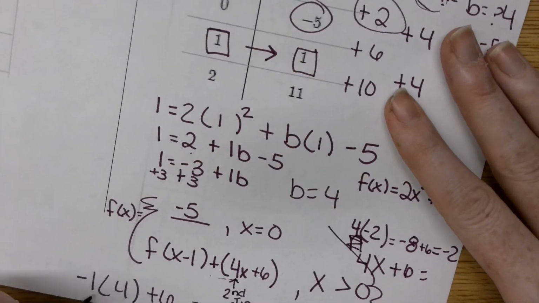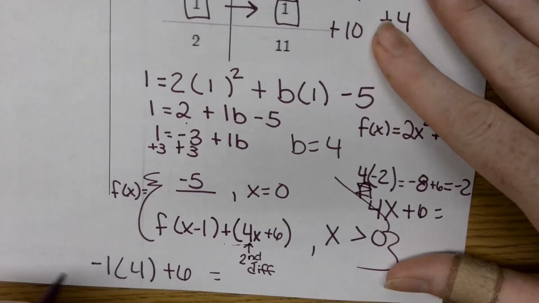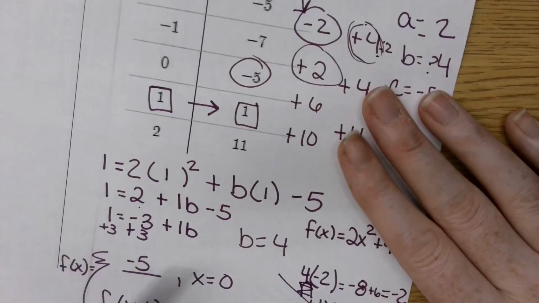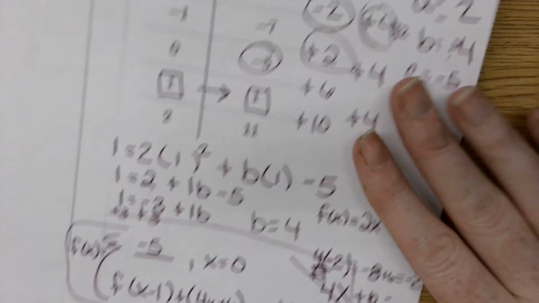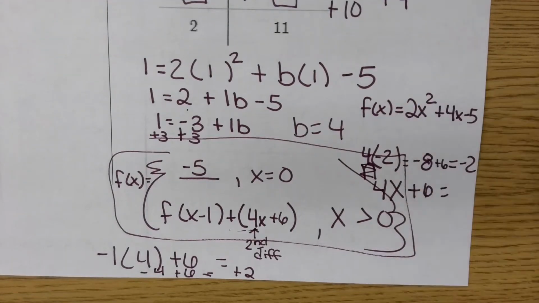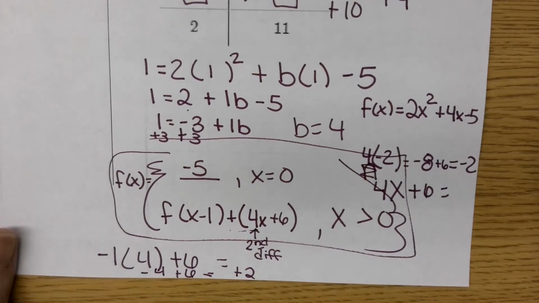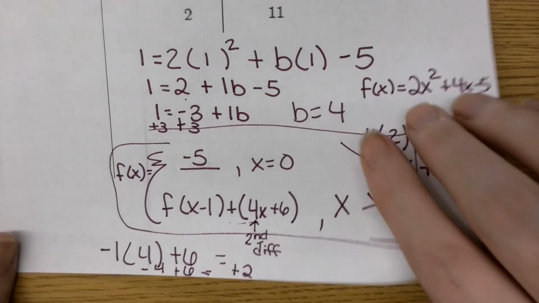So what's -1 times 4? Well, that's going to be -4. Add 6, and that is going to get me +2, which is the same right here. So I know that this is my recursive function. All right, I know that was kind of a lot. Let's go ahead and take a look at another one.